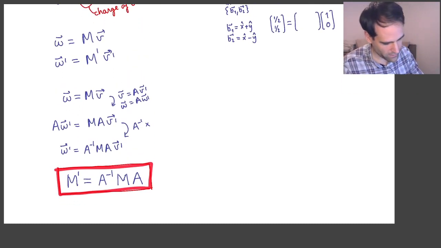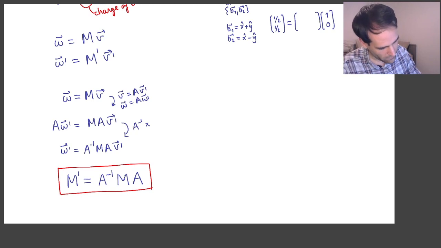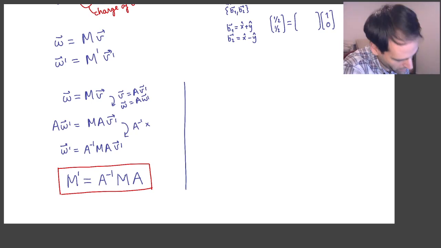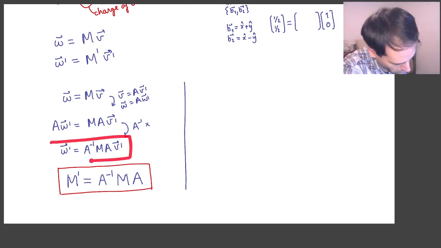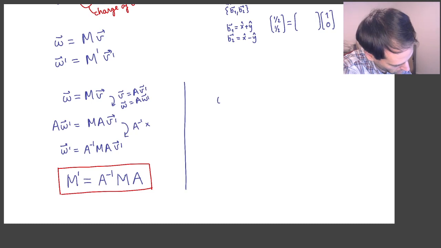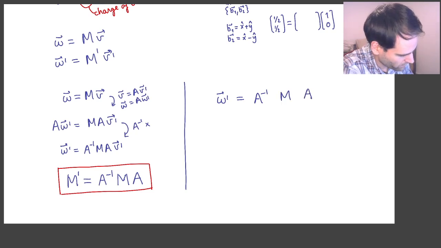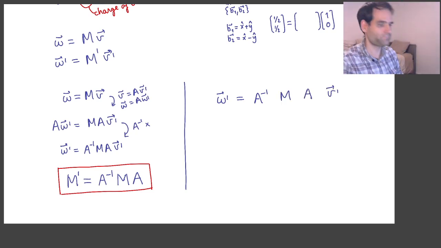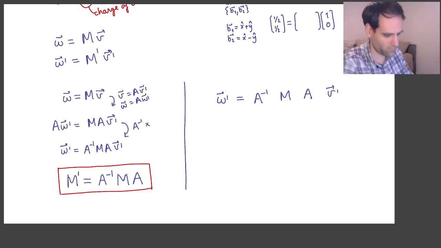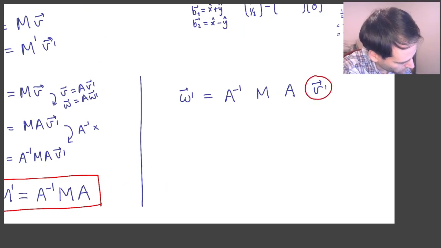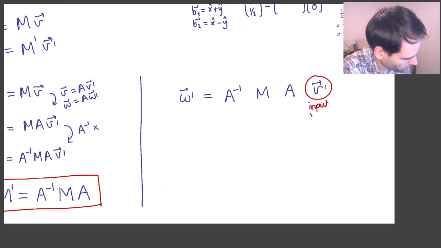Now, apart from this logical derivation that I wrote on the left, I can do it more intuitively in a different way. So let me write the final form of the equation. So W prime is equal to the inverse of A times M times A times V prime. Okay, but now we can group things. So V prime is the input vector in the new basis.